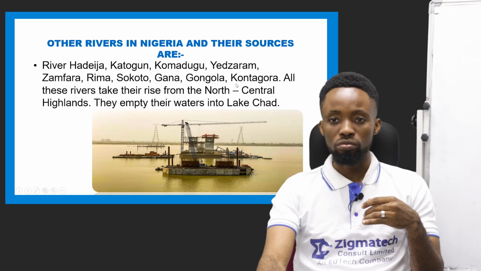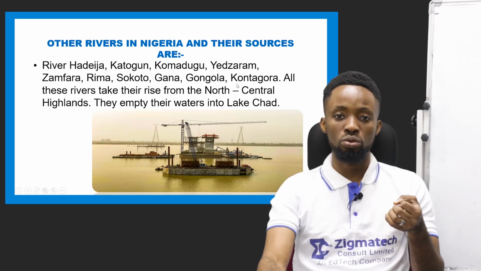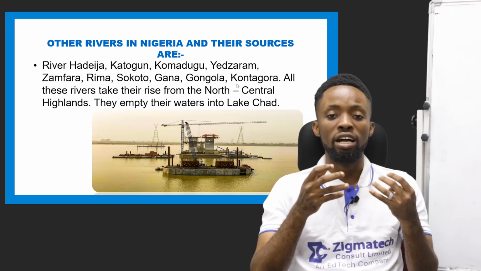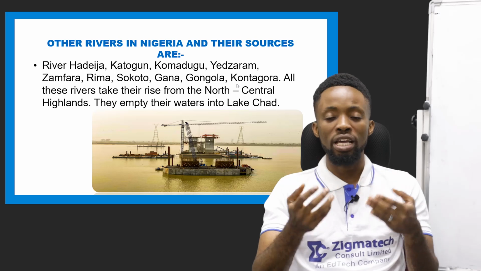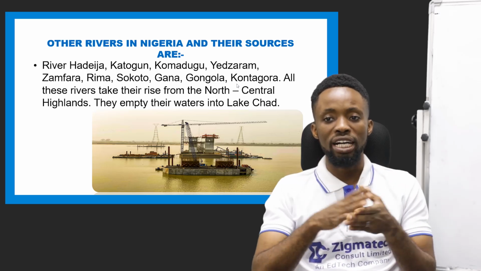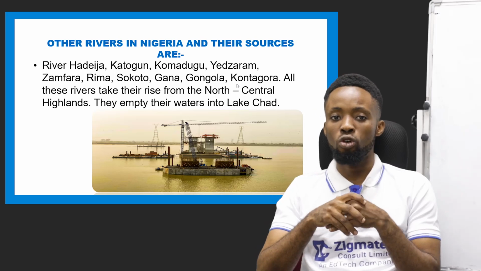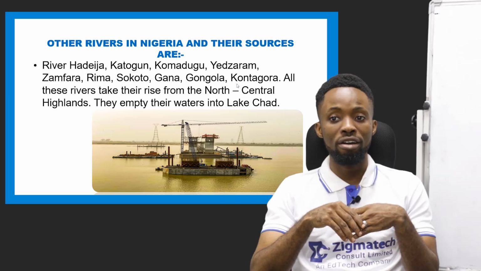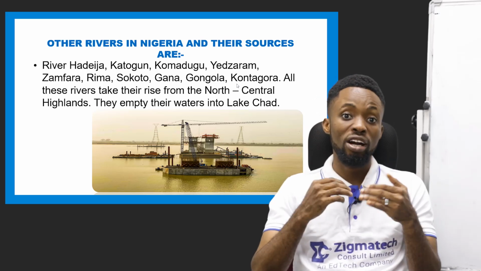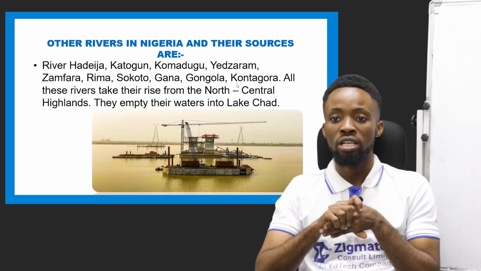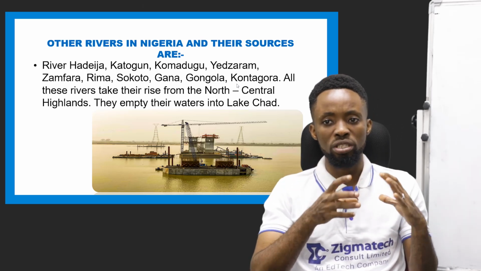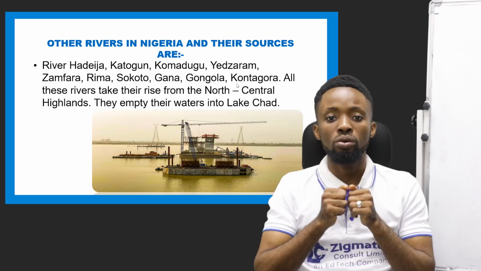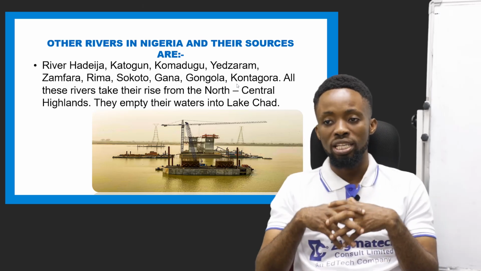Now, we have other rivers in Nigeria too, apart from the River Niger and River Benue. And these rivers in Nigeria actually have sources from the highlands in Nigeria. So we have River Hadejia, River Katagum, River Komadugu, we have River Yedzaram, we have the Sokoto and the Rima River, we have the Ghana and Gongola River, we have the Zamfara River, we have the Kotangora River. And all of these rivers I've mentioned are found in the north central highlands. They get their source from there, and they empty themselves into Lake Chad.